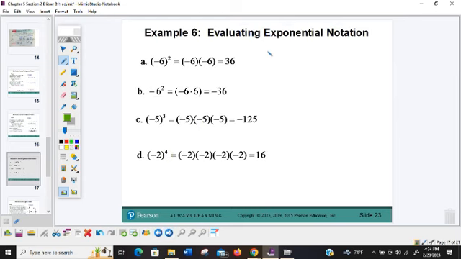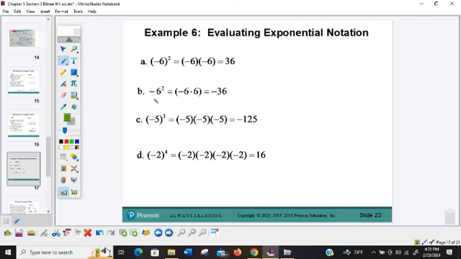We can also use this to evaluate exponential notation. So let's look at this. This means negative 6 times negative 6. That's what that little squared means. Do it 2 times. Negative 6 times negative 6 is a positive 36.